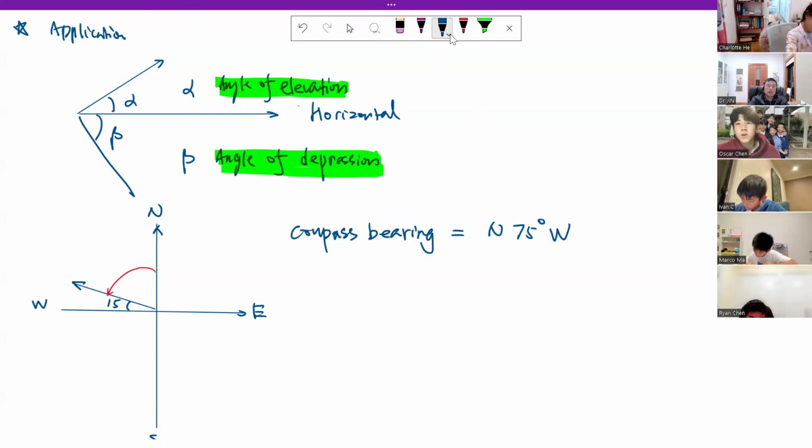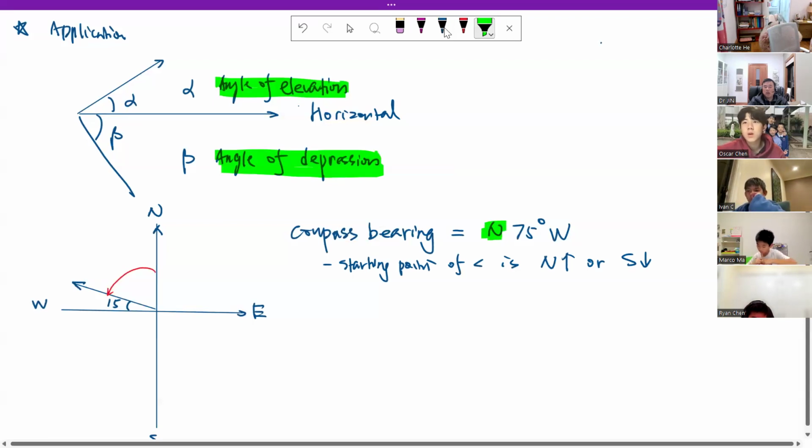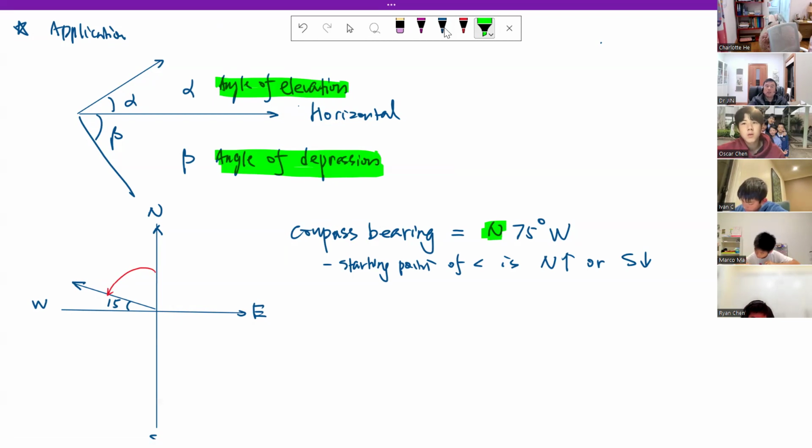Let's quickly comment on what the compass bearing is. The starting point of the angle is north or south, because they always start with the letter N or S. You will never start with W or E. So that's one thing that is very important.